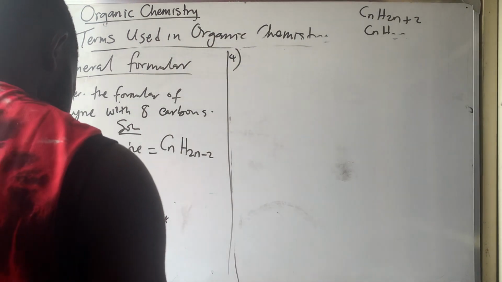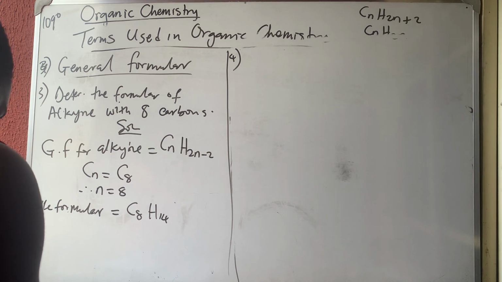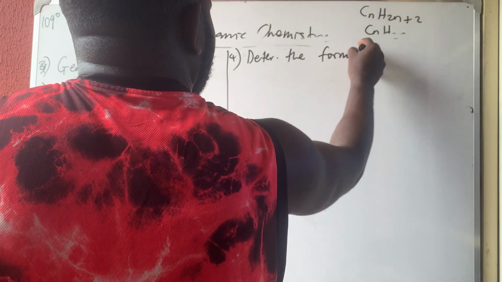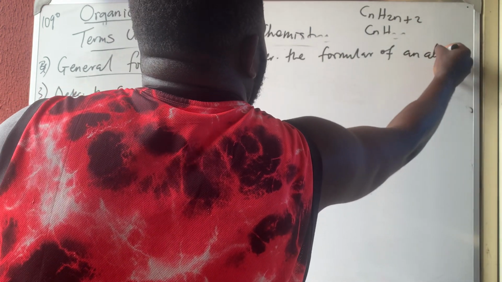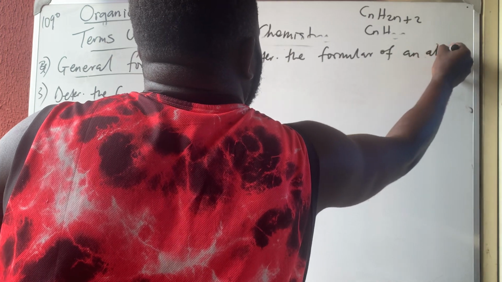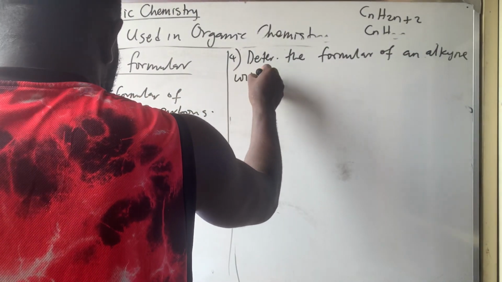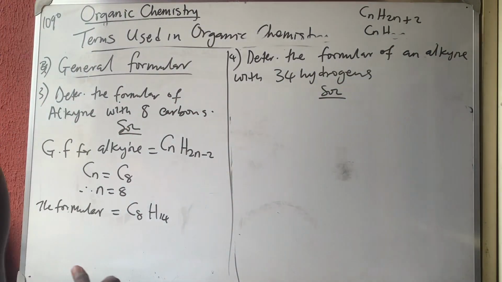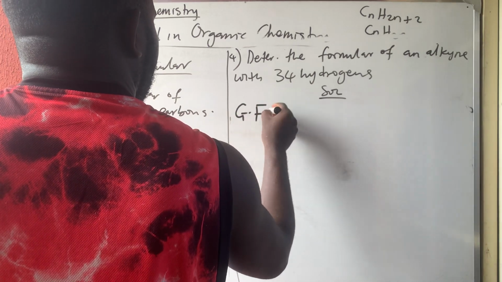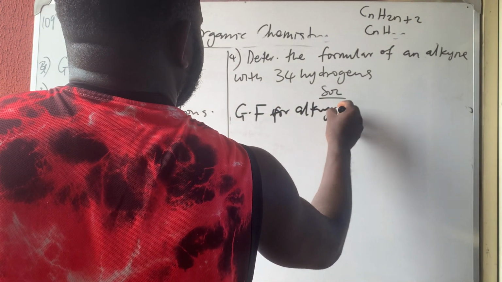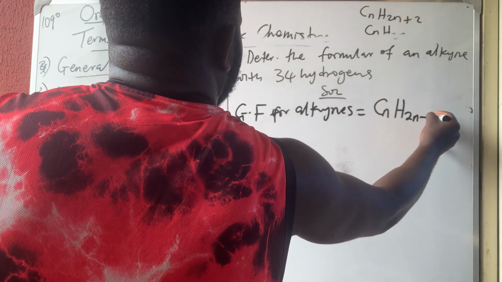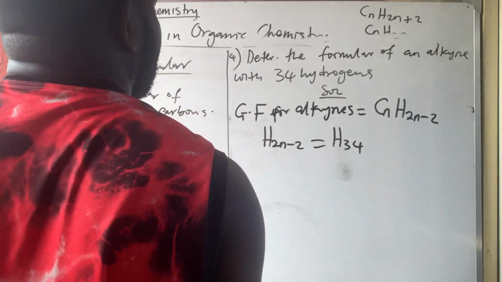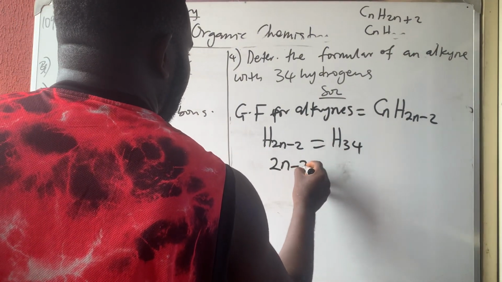Okay, question number 4 said determine the formula of an alkyne with 34 hydrogens. The same thing. The general formula for alkyne is CnH2n minus 2. They say that the number of hydrogen, that is H2n minus 2, is equal to 34 hydrogens. So if H cancels H, we now have that 2n minus 2 is equal to 34.